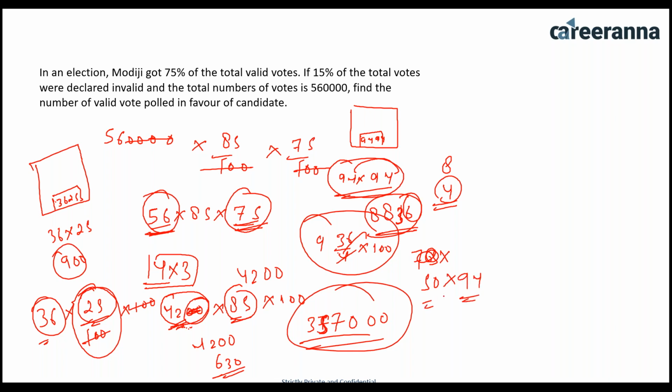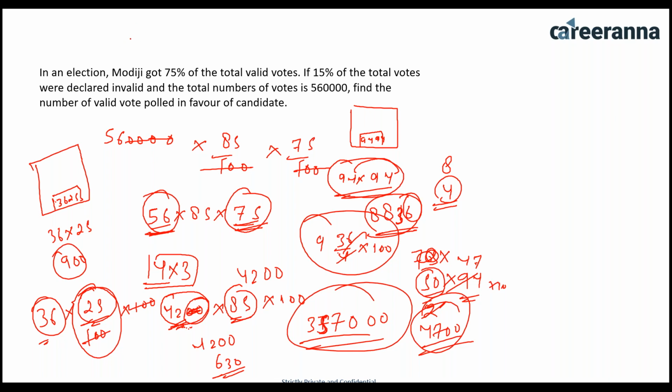Guys, please do it for me. 50 multiplied by 94. Very quick. It is very easy. Please be very quick. Yes. How do you do this? It can be written as 1 by 2, right? Which is 47. So 4700 is the answer. Not 47,000, it is 4700.